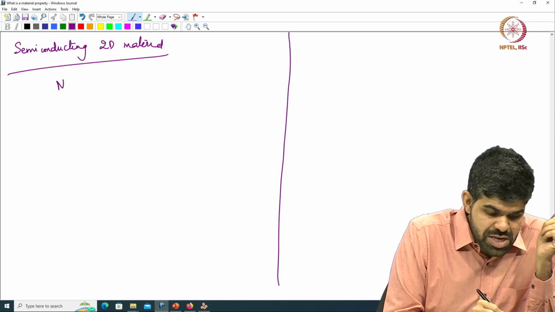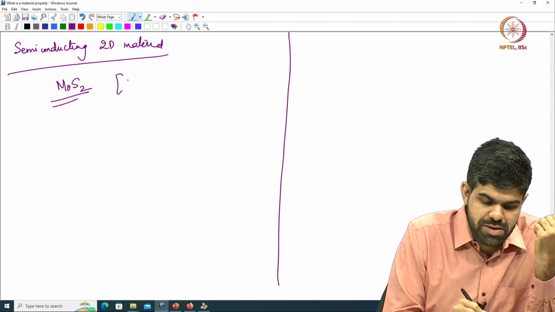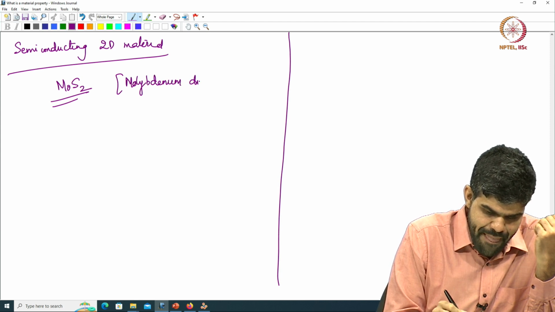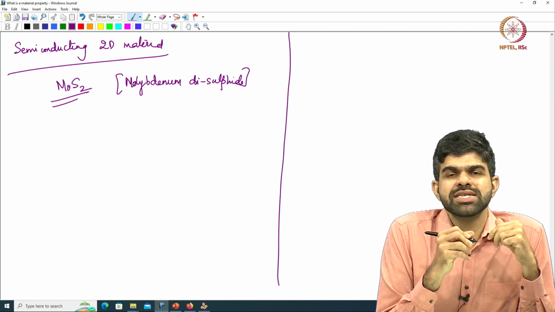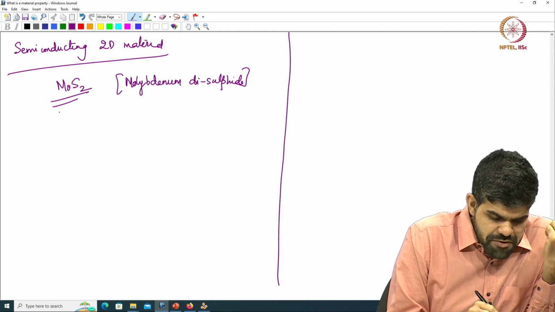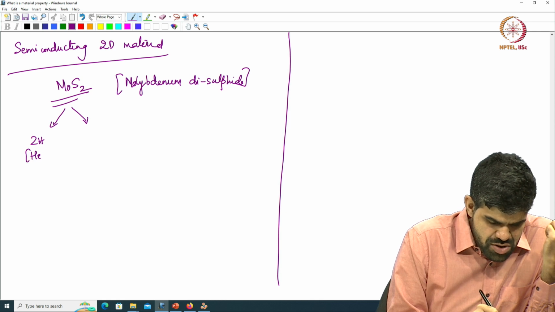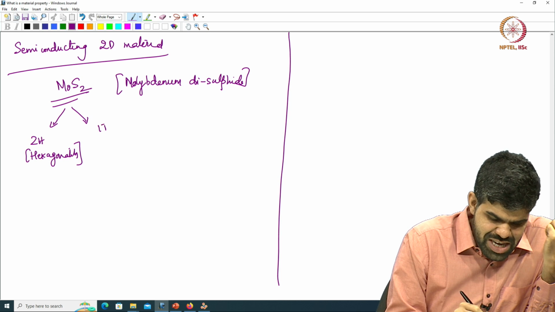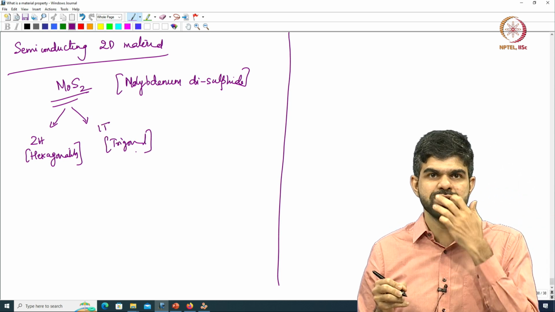So the other famous 2D material is what is called MoS2, or molybdenum disulfide. Now MoS2 has many polymorphs, but a couple of important polymorphs are what are called the 2H phase, where there is some sort of hexagonality, and a 1T phase, T meaning trigonal. We will look at what this hexagonal and trigonal are very soon.